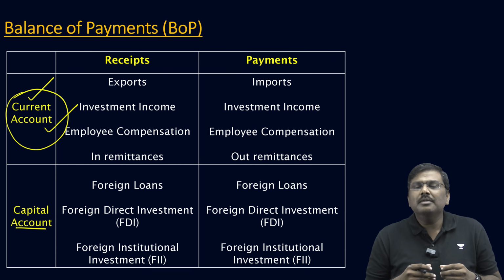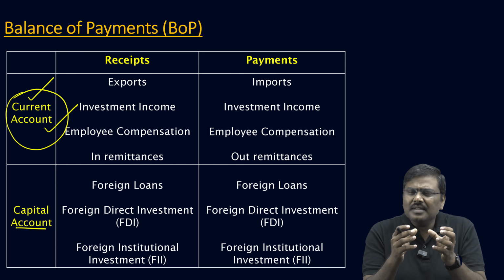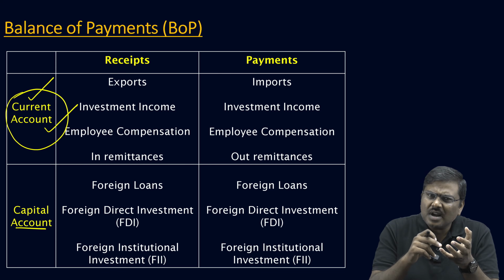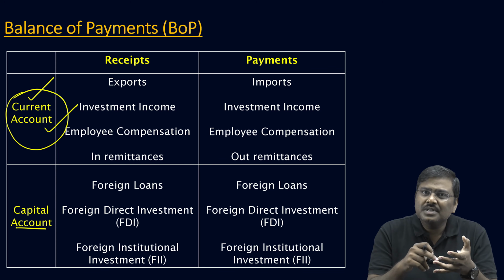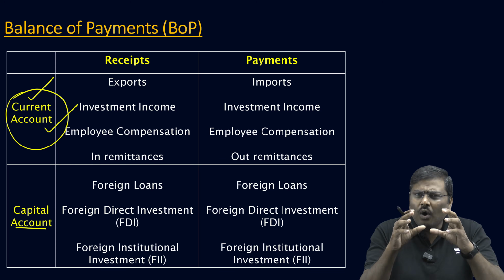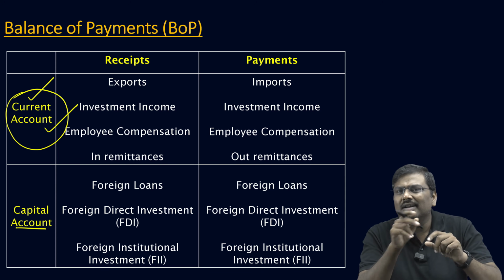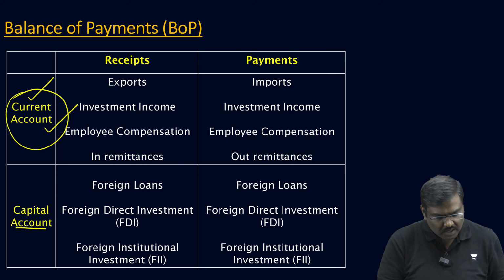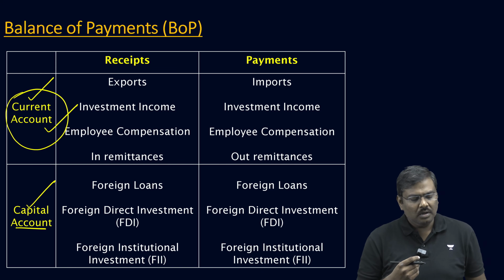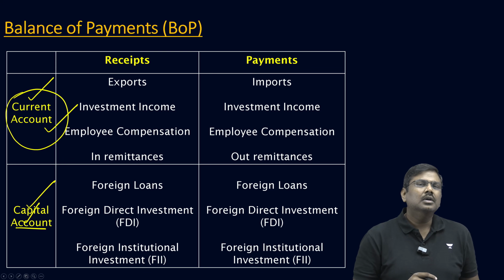So I hope you understand by now, there are a lot of transactions associated with transfer payments, incomes, the trade, etc. All of them are recorded under the current account. And on the other side, what about the capital account?